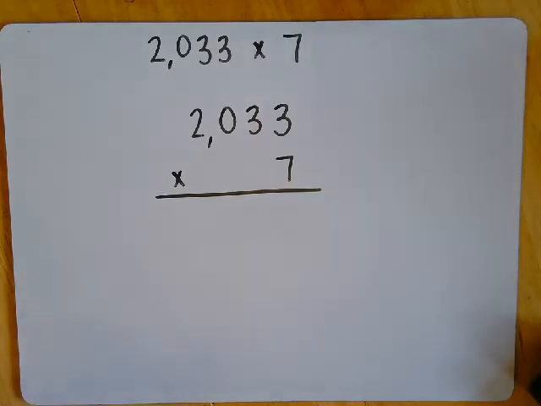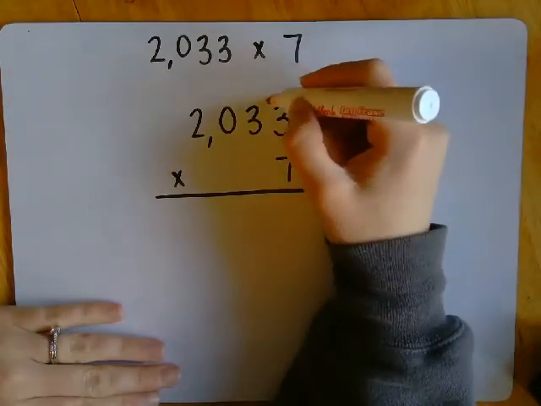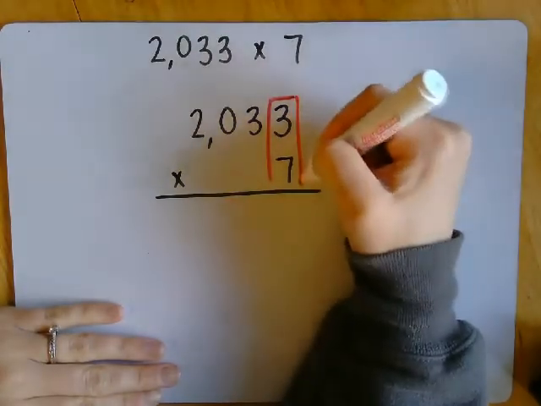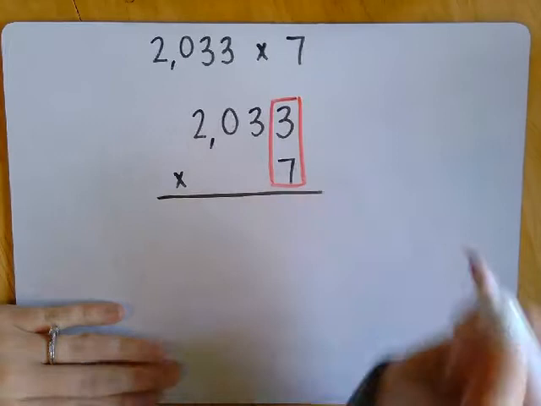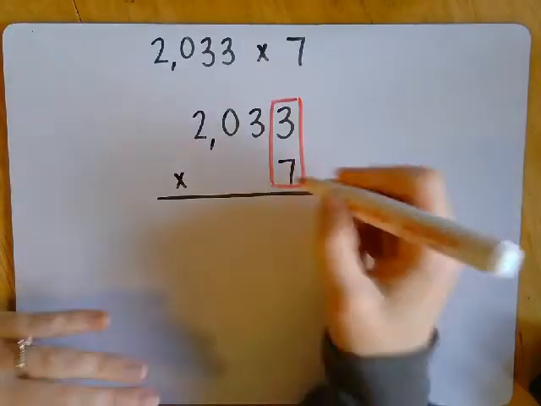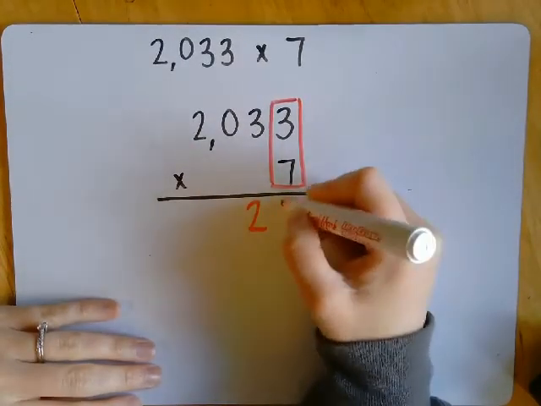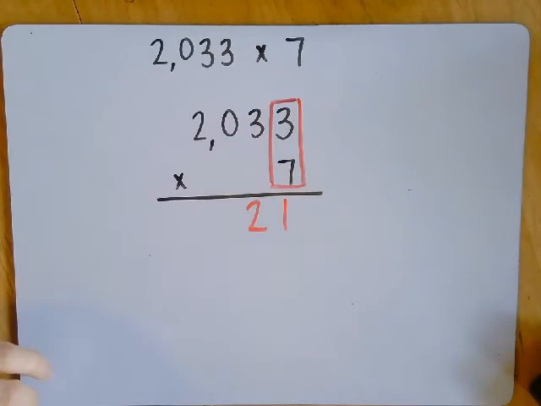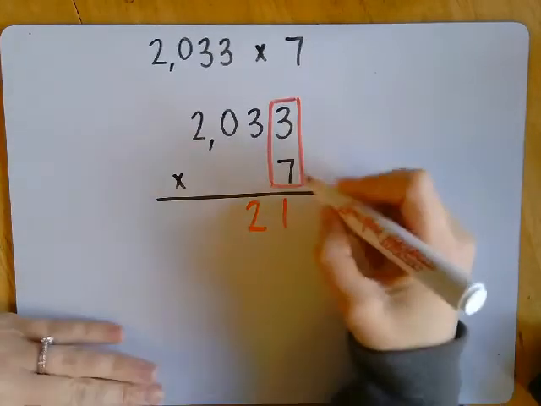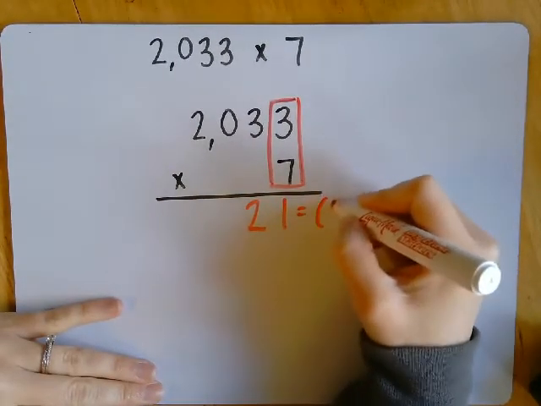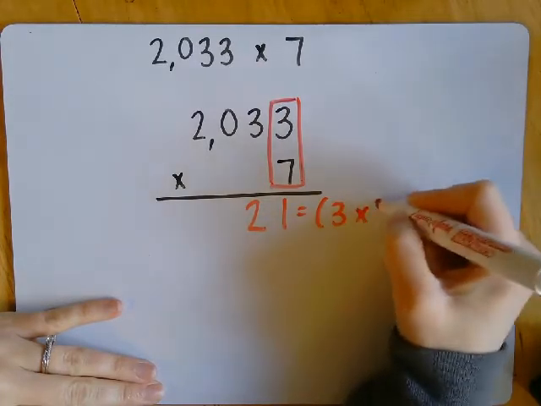I'm going to start in the ones place as per usual. So I'm going to start by multiplying 3 times 7. I know that 3 times 7 is 21. So I'm just going to keep track of that right there. Again, how I got 21 was that I multiplied 3 times 7.